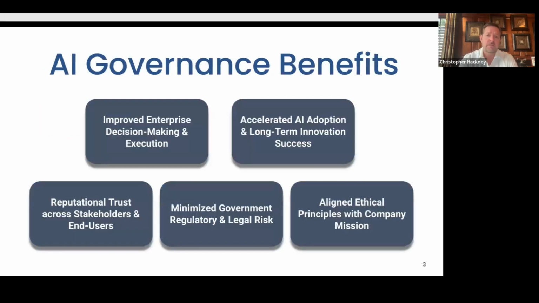So today we'll talk a little bit about AI governance and its benefits. The benefits of AI governance are very clear. First, it provides improved enterprise decision-making and execution. It gives you a roadmap and an approach to how you should take on AI. Second, it provides an accelerated AI adoption and long-term innovation success for you and your coworkers. It protects your reputational trust across stakeholders and end users. It minimizes government, regulatory, and legal risk, and it helps align the ethical principles involved in the use of AI with your company's mission. These benefits are incredibly important for every organization as they move forward, and ones that you should see if you take these training module lessons to heart.